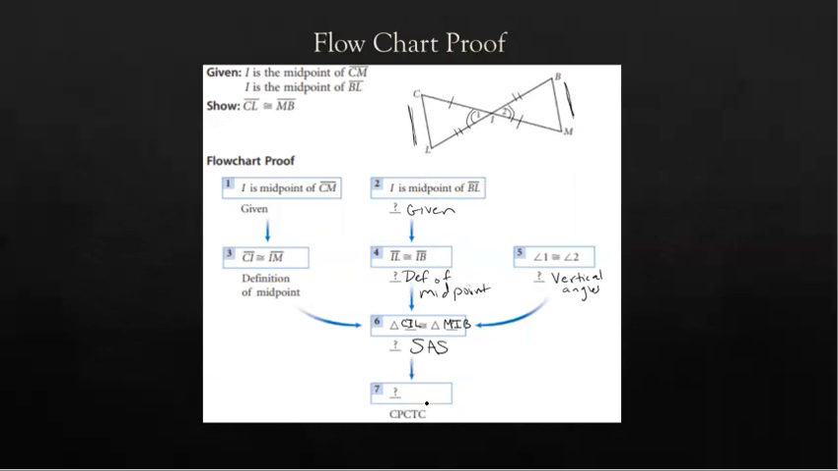And now the last statement should be what we were trying to prove. CL is congruent to MB. So CL must be congruent to MB because the corresponding parts of these already congruent triangles that we've just proven are going to be congruent.